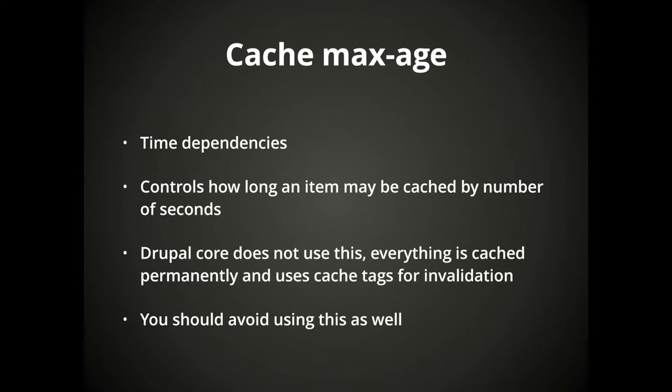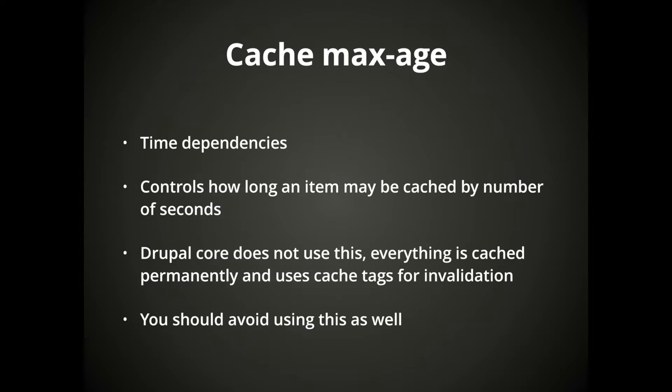Finally, there's cache max age. This describes how long something can be cached as a time dependency. It's just a number of seconds. Drupal core actually doesn't use this anywhere. Drupal core out of the box only uses permanent caching, and you probably should too, because that's the most performant. If you do that, you can manage your cache clearing using cache tags. There may be cases where that doesn't make sense, but generally that's a really good standard to strive for with all your code.